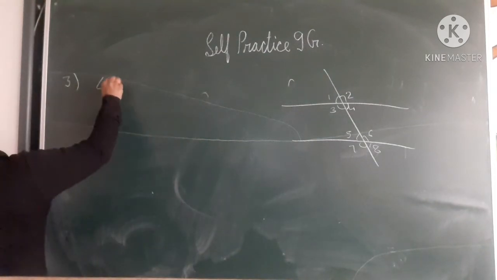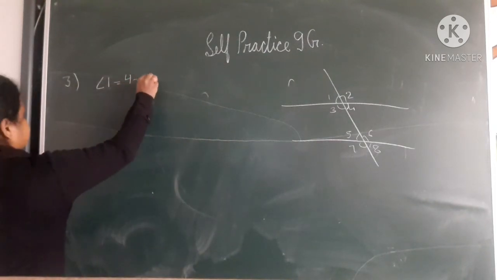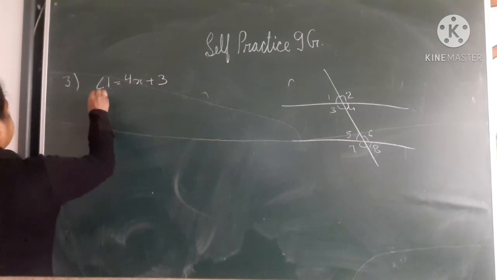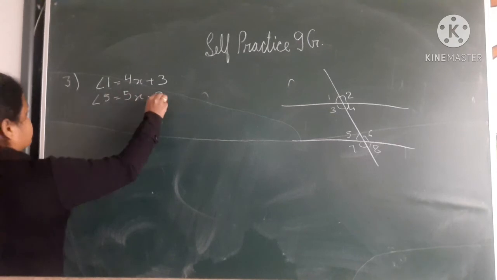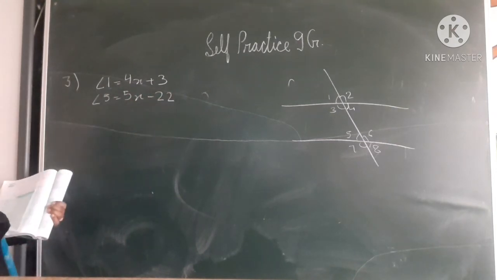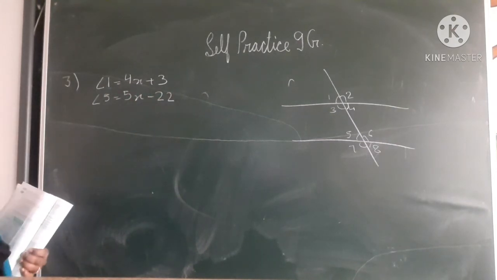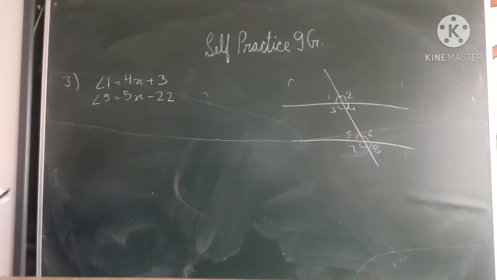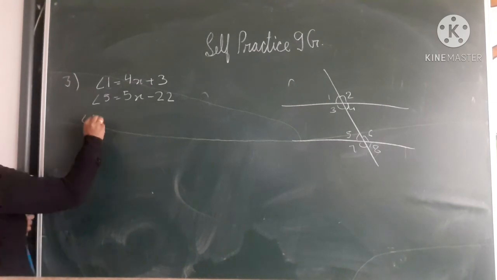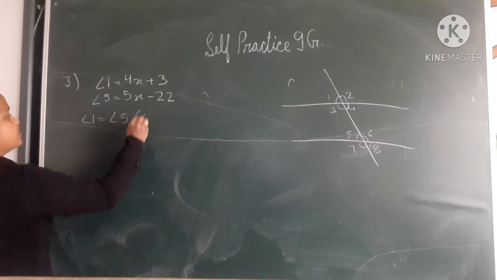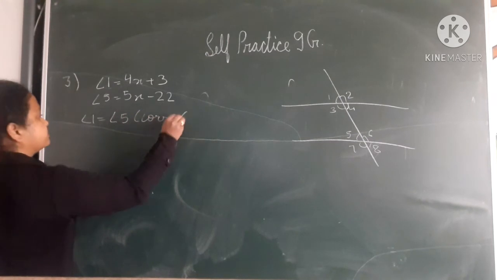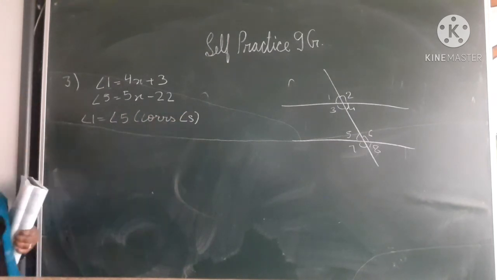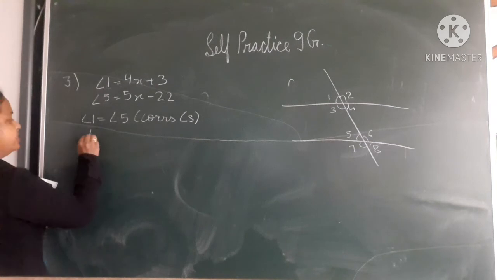Angle 1 is equal to 4x plus 3. Angle 5 is equal to 5x minus 22. And what you have to see, x is equal to 25. Angle 1 and angle 5: angle 1 is equal to angle 5 because of corresponding angles. Okay? Due to corresponding angles, both will be equal to each other.